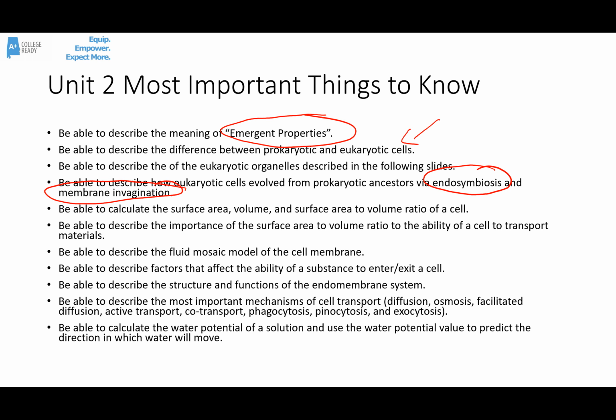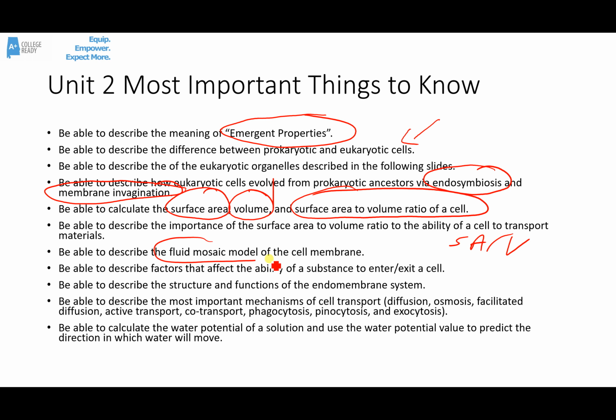Make sure that you can use the AP biology formula sheet to calculate the surface area, the volume, and the surface area to volume ratio of a cell, and that you can describe the importance of that surface area to volume ratio to the ability of a cell to transport materials. Essentially, it's important for you to know that a higher surface area to volume ratio typically means a cell's better able to transport materials.